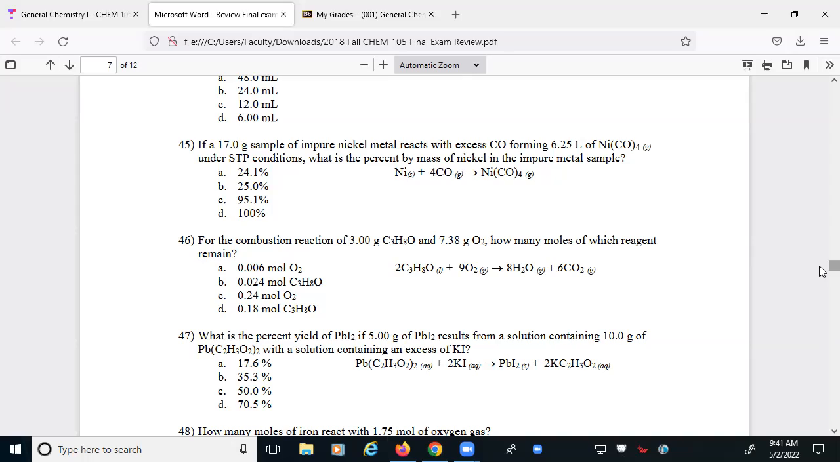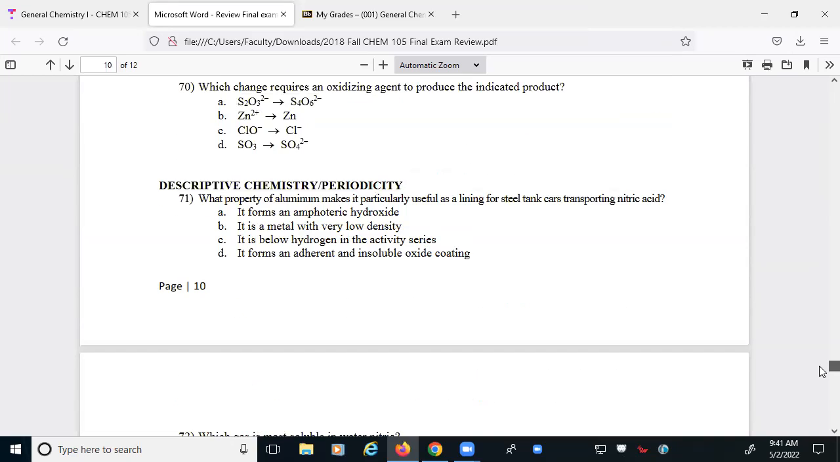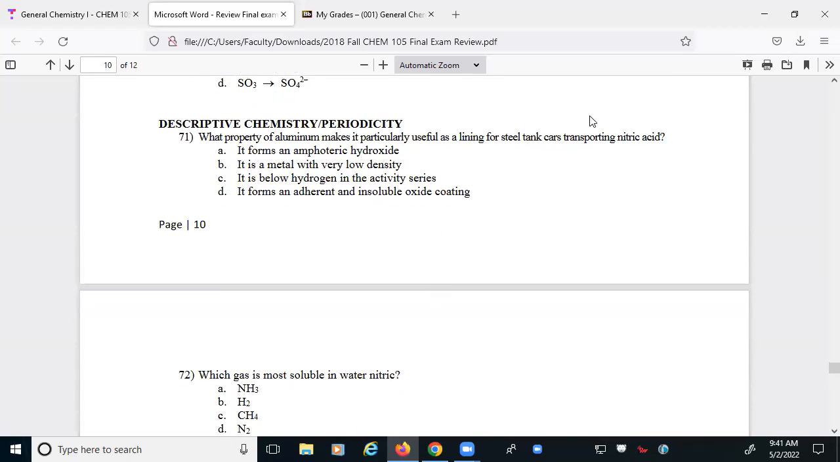All right, while you're thinking about that, let me buzz over here to the descriptive chemistry piece. Again, this is mostly stuff that you probably have seen in lab. And if not, they're relatively simple kinds of observational knowledge that they expect any chemistry student to know. So for example, why is aluminum useful for lining steel tank cars containing nitric acid?